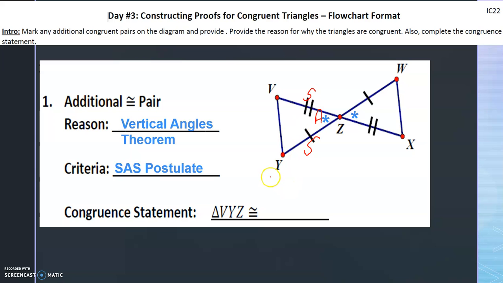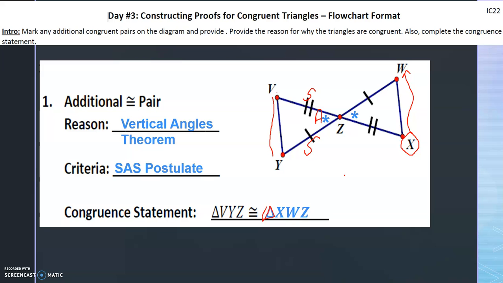For my congruency statement, the first triangle starts at V and goes to Y. So my second triangle, don't forget the triangle marking, I'm going to start at the end of this double tick mark, so I'm going to start at X, so X should be your first letter, on to W, and then into Z. Okay, that's what we have already done.